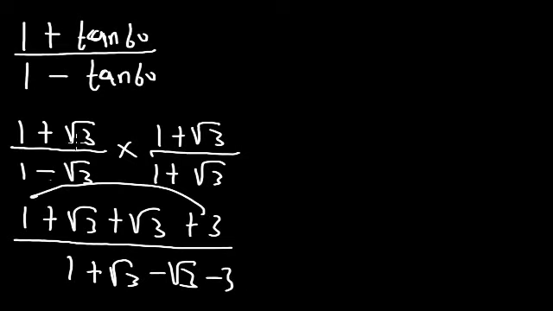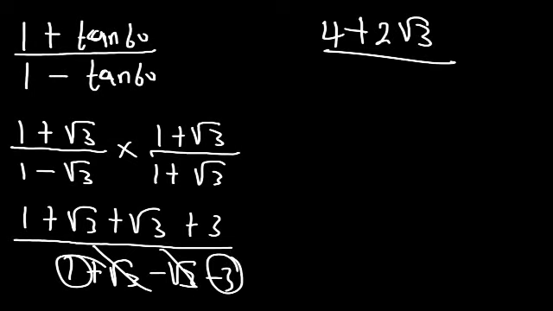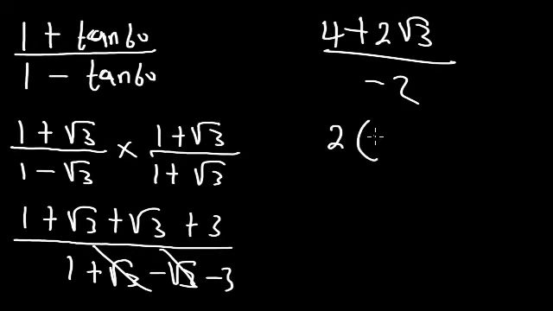So let me add this. 1 plus 3, that's 4. Plus, what about root 3 and root 3? They are like terms, so I can have it as 2 root 3. Divided by, this cancels out, and I have 1 minus 3 left over. 1 minus 3 will result in negative 2. So can I just cancel out? That would not work. I need to factor out. So it turns out that at the numerator, 2 is common. Bringing 2 out, I will be left with 2 plus root 3.